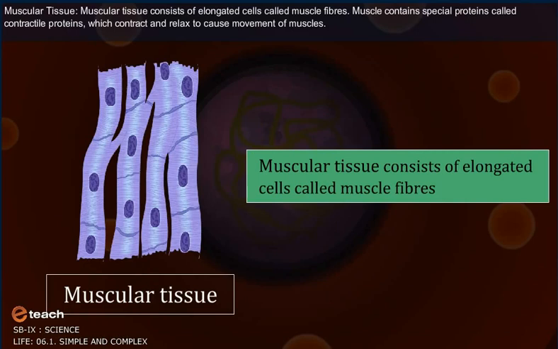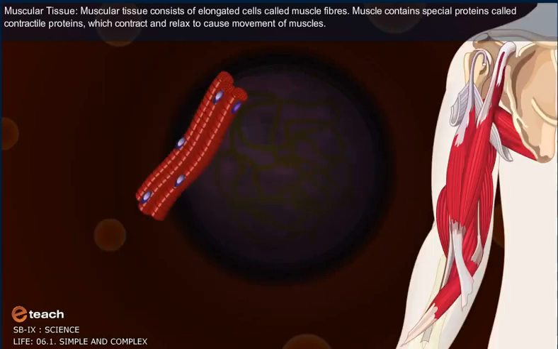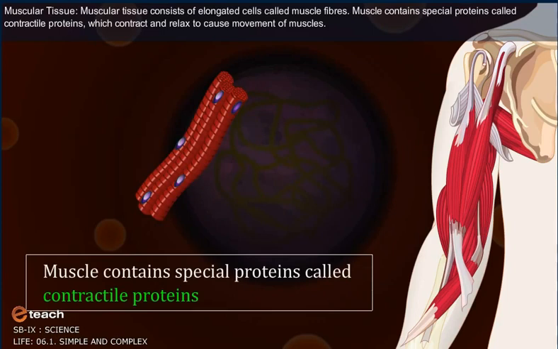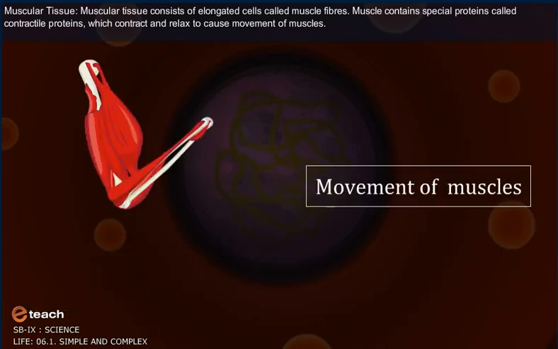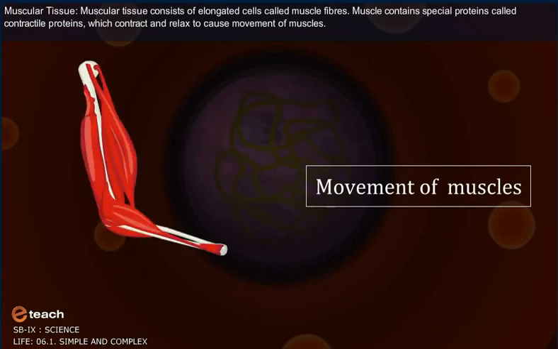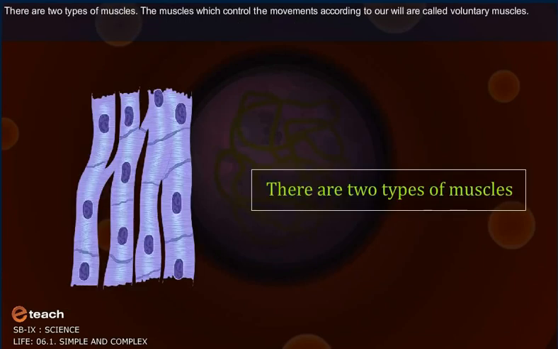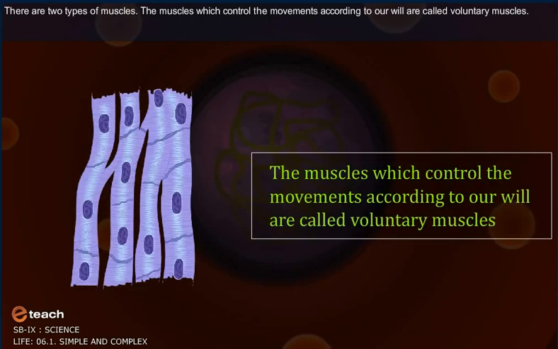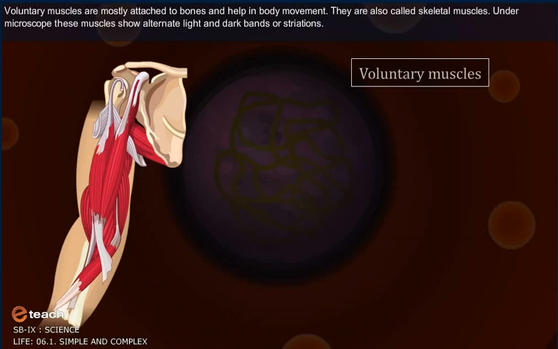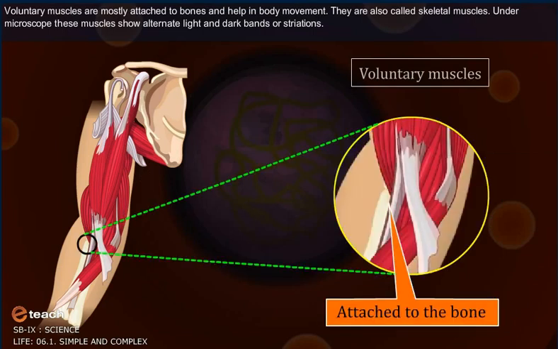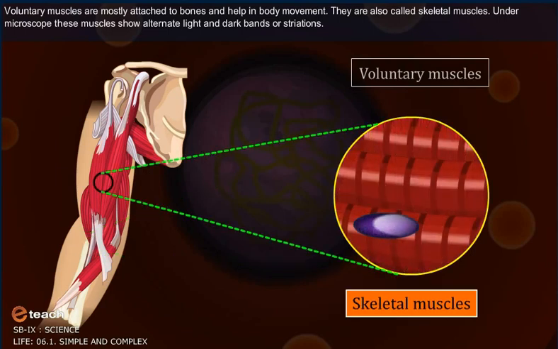Muscular tissue. Muscular tissue consists of elongated cells called muscle fibers. Muscle contains special proteins called contractile proteins, which contract and relax to cause movement of muscles. There are 2 types of muscles. The muscles which control the movement according to our will are called voluntary muscles. Voluntary muscles are mostly attached to bones and help in body movement. They are also called skeletal muscles.